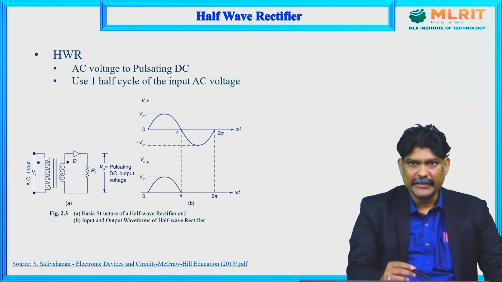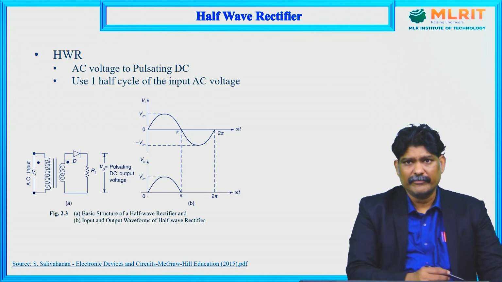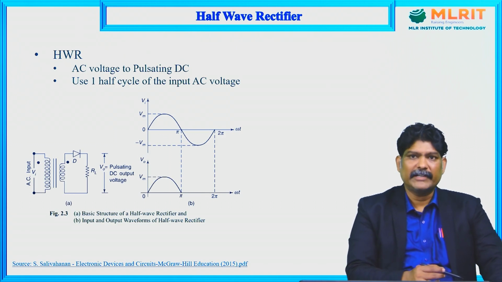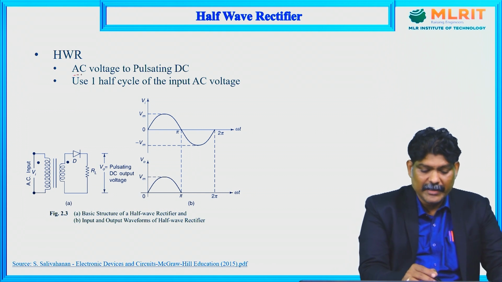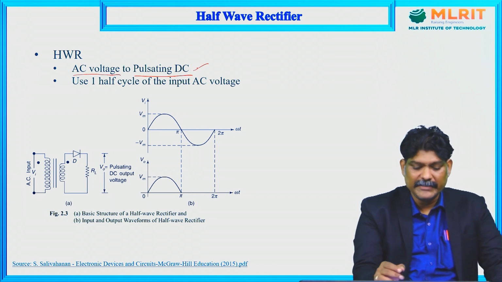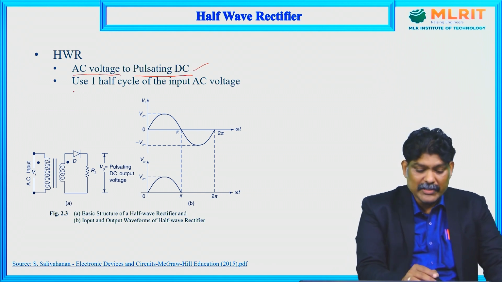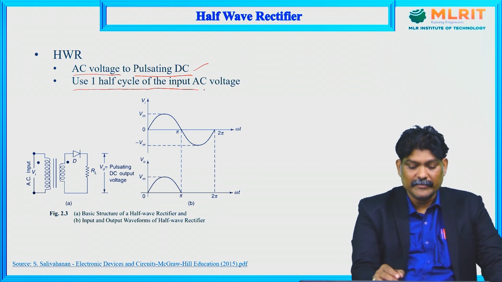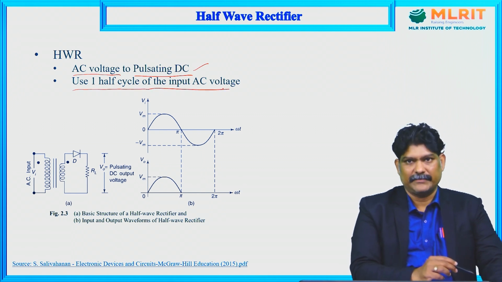So let us see what is a half wave rectifier. A half wave rectifier converts AC voltage into pulsating DC. It uses only one half cycle of the input AC voltage.